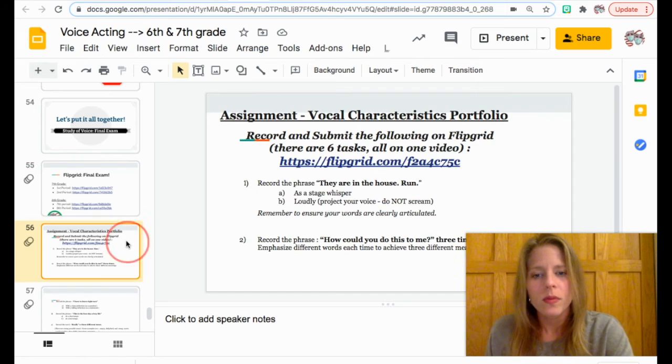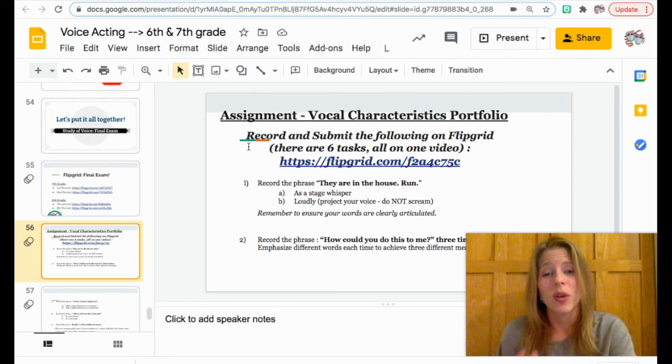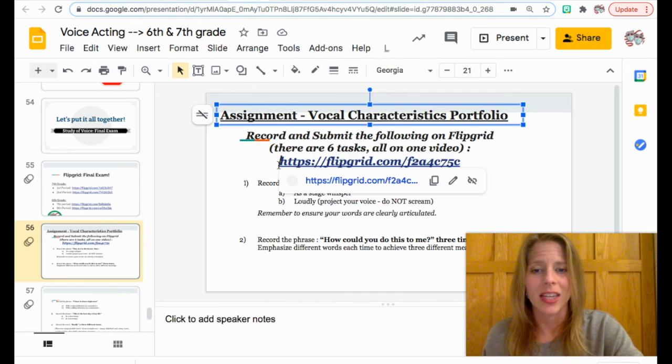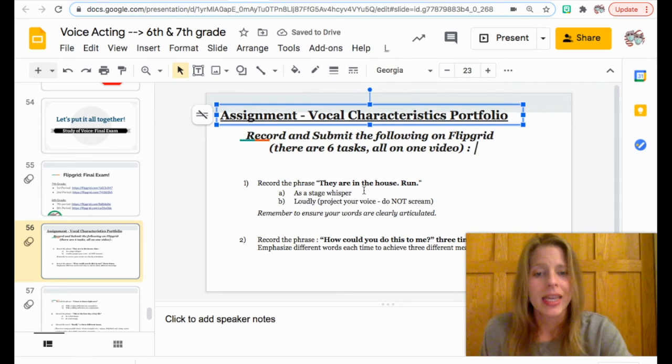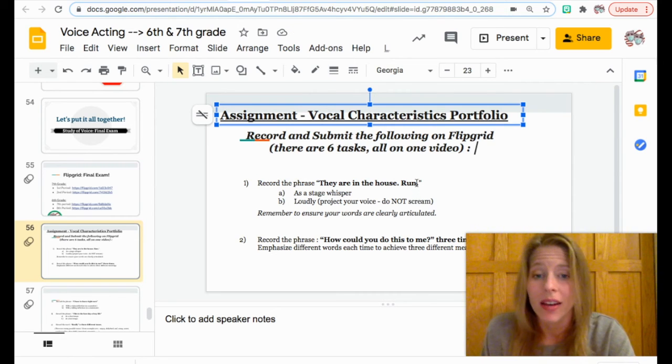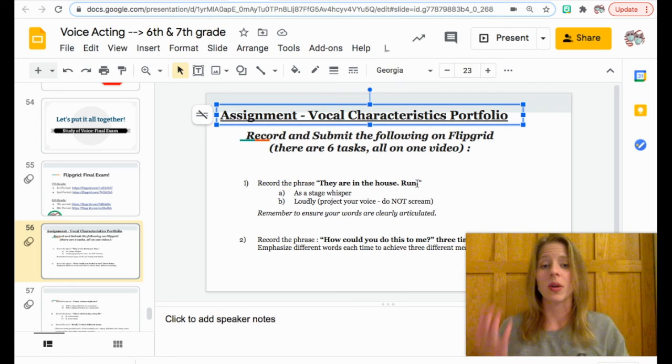So you're going to click on those Flipgrids, okay? And then you're going to record yourself doing these following tasks, okay? This link should not be there because that is an 8th grade link. Sorry about that. Okay, so you're going to record the phrase, they are in the house, in a stage whisper, and then loudly. Okay, so to show us the difference that you know what those things are.